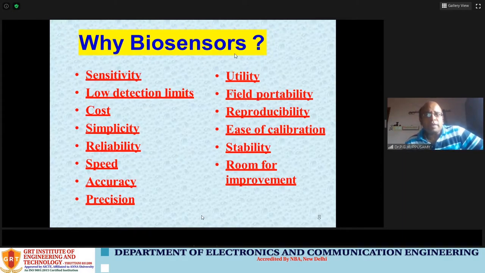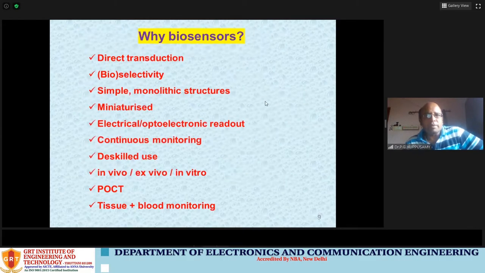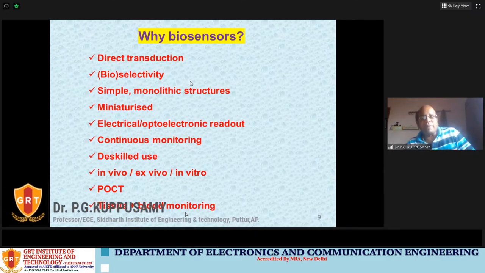Again, the continuation of biosensors. Why biosensors? You take direct transduction, so you can easily and directly convert it to the required response. Selectivity, simple monolithic structures, miniaturization, electrical and optoelectronic readout, continuous monitoring, desk-scale use, in vivo, ex vivo, in vitro. It means that it is related to the body or without the body. POCT, tissue and blood monitoring. Because of these reasons, we are using biosensors.